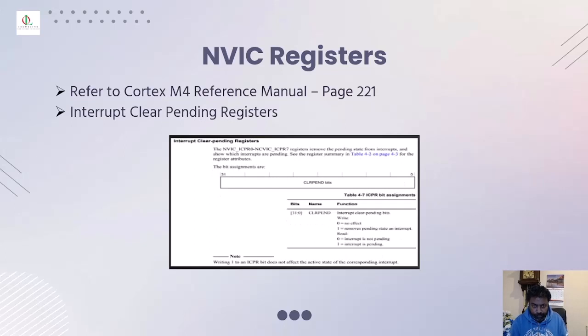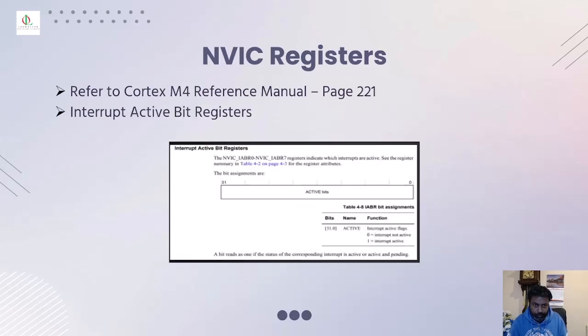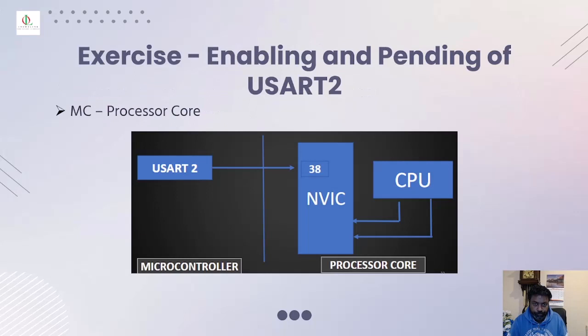And there are clear pending registers, and active bit registers. This is the exercise that I'm going to show you to enable and set pending for USART2. USART2's IRQ is 38, and that outside peripheral comes from outside and is going to communicate or interface with the NVIC. The NVIC is going to connect to the processor core.